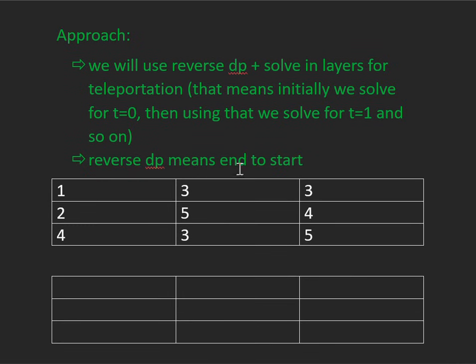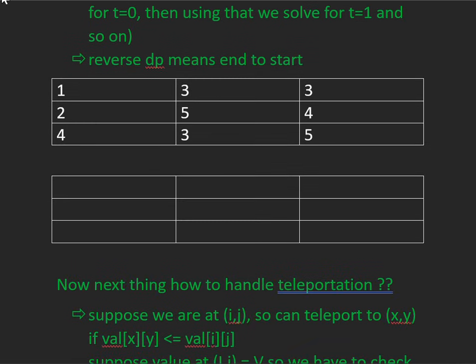Next is what reverse DP means. Here we are asked to move from 0 comma 0 to m minus 1 comma n minus 1. So I'll assume that I have reached m minus 1 comma n minus 1, and then from here I'll be going to 0 comma 0. So I'll be solving this question in the reverse direction. Assume that right now there is no teleportation, so how will we do this question?